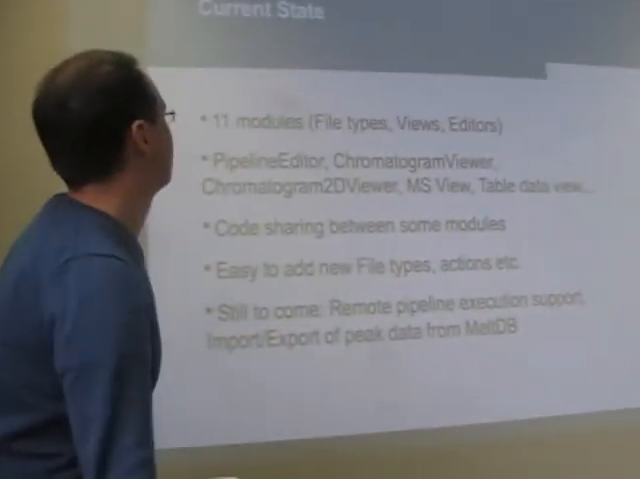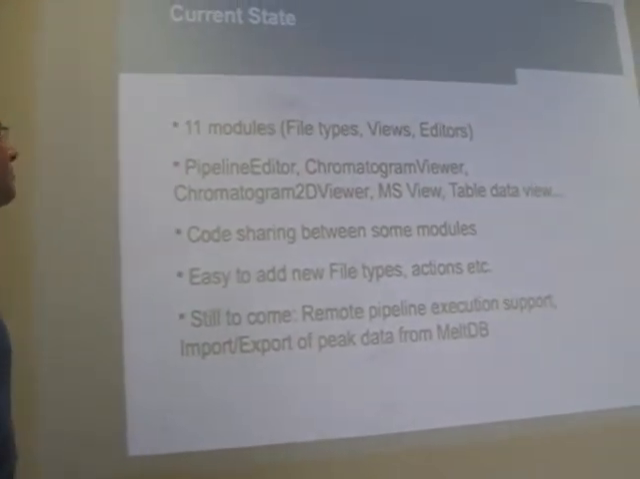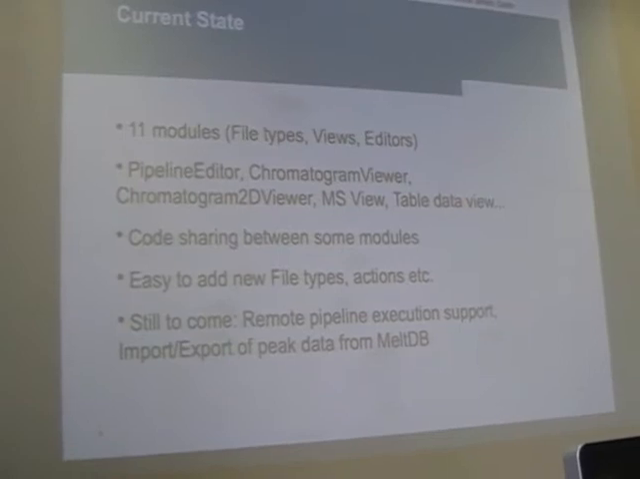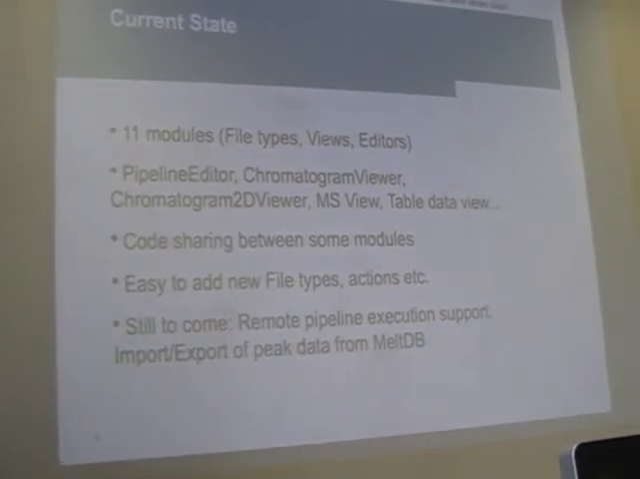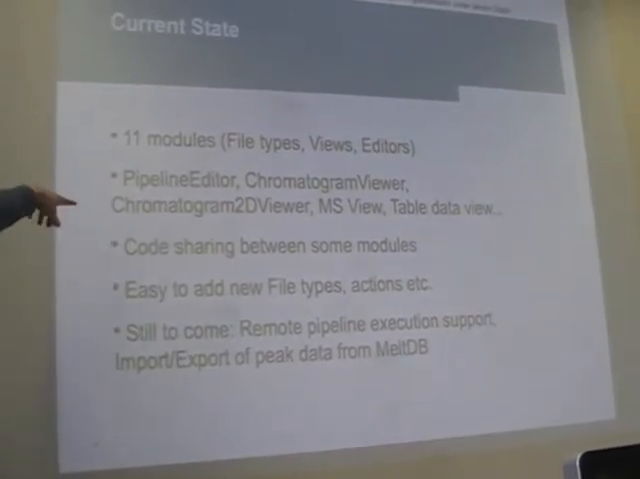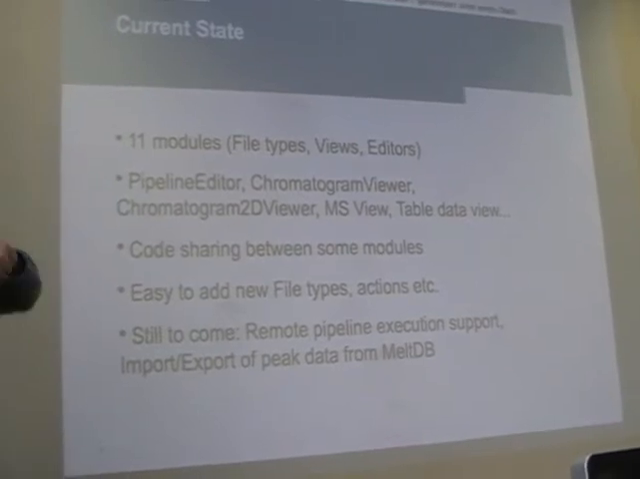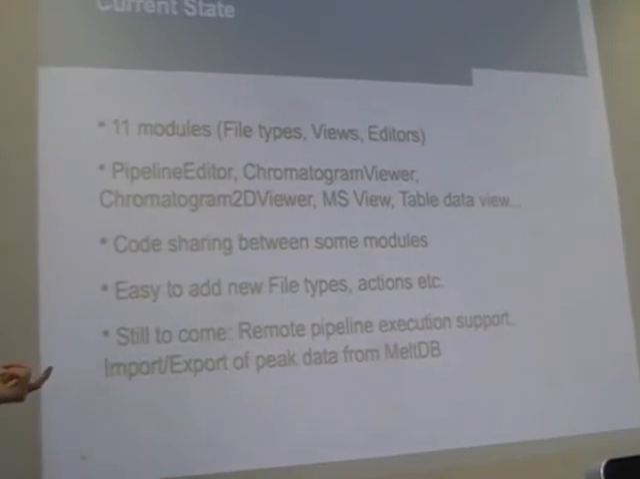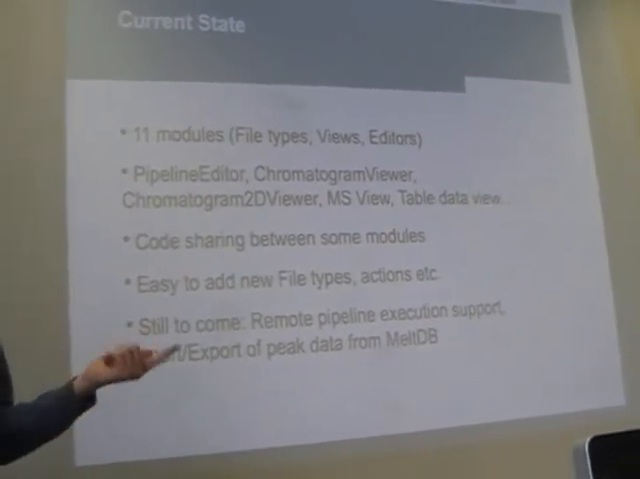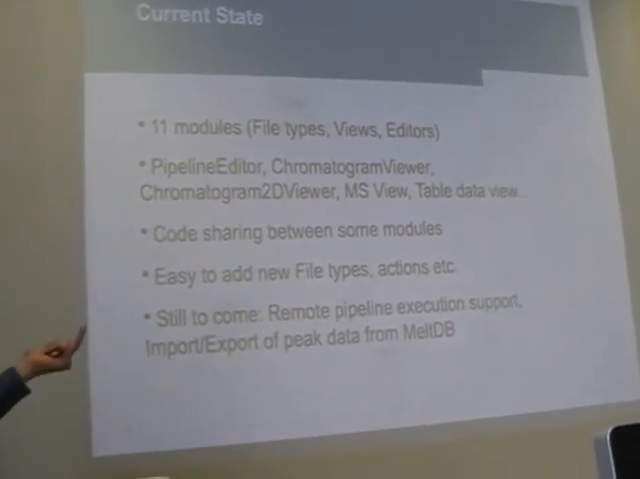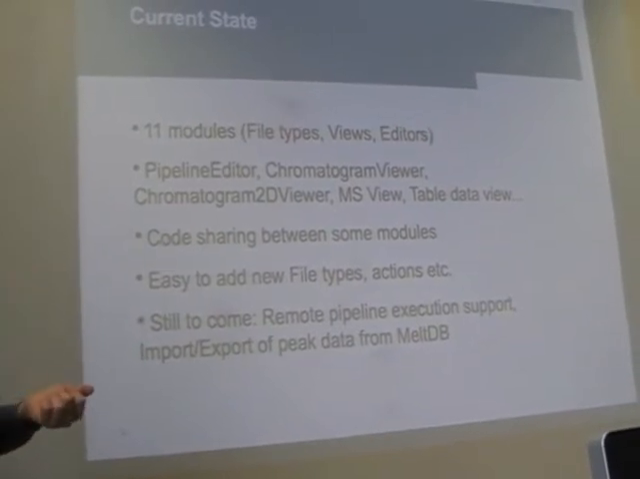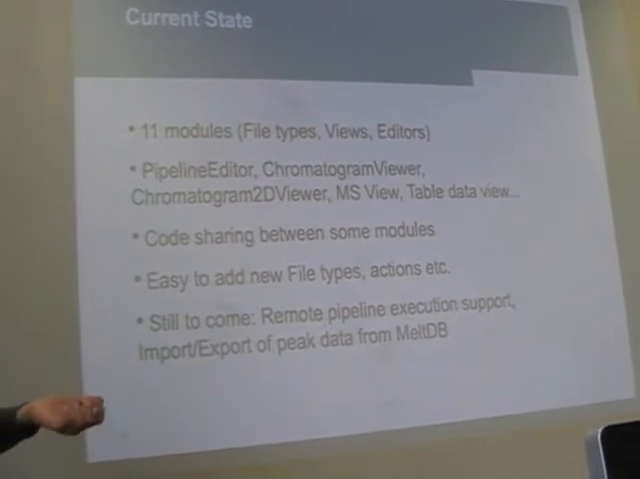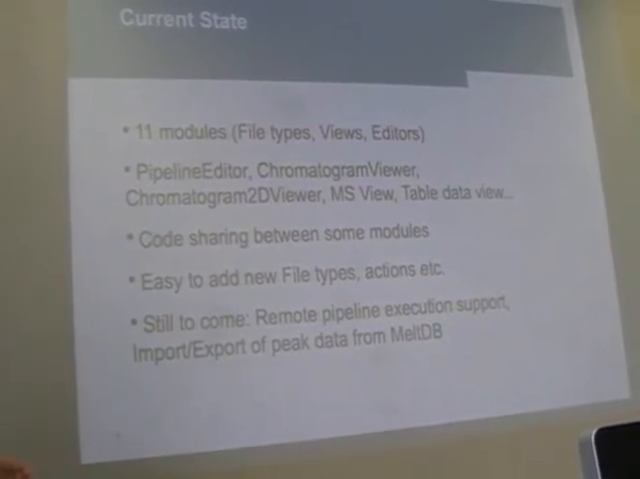So the current state of ChromAUI is that it now contains 11 modules for different file types, views, and editors. It has prominently as modules a pipeline editor to define processing pipelines for MultCMS, a chromatogram viewer which supports one-dimensional and two-dimensional chromatograms, and a heat map chromatogram viewer for new types of chromatograms that we just have, a mass spectral view, a table data view, and other things.